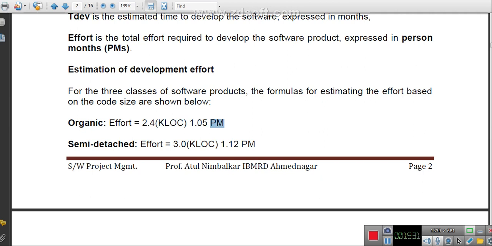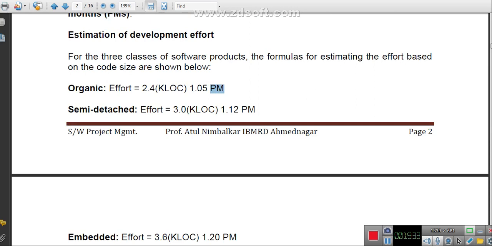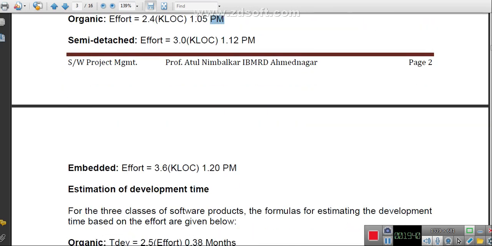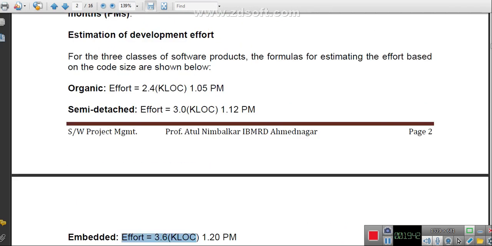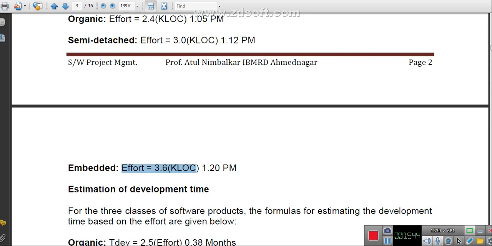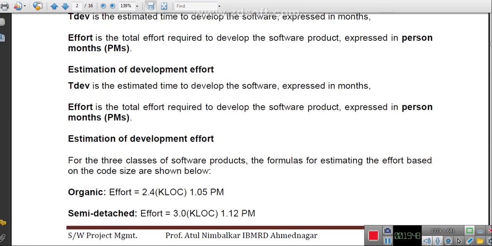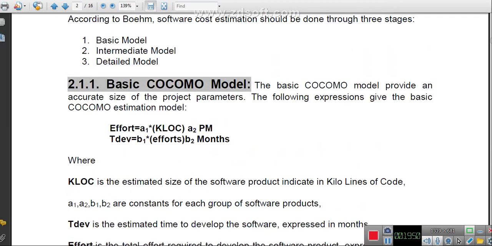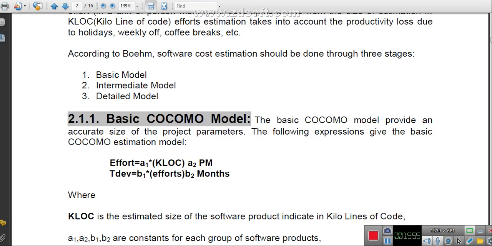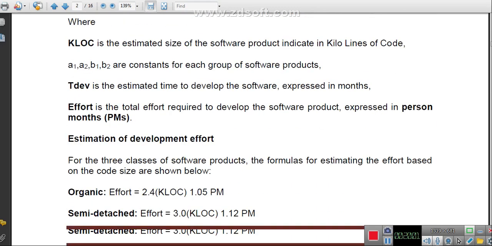Are you getting? सेमी डिटैच के लिए ये एफर्ट है, एफर्ट्स इज इक्वल टू 3.0 KLOC रेज टू 1.12 PM. एंड एम्बेडेड के लिए ये फॉर्मूला है. So you have to just put the value of KLOC for each and every type of project. So you can get the basic Kokomo model, means you can complete this particular first stage. Understood? Are you getting?